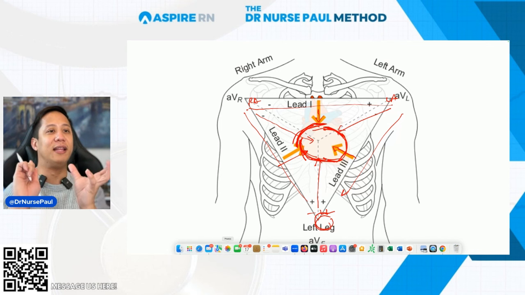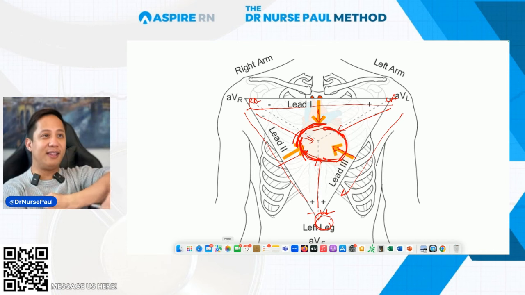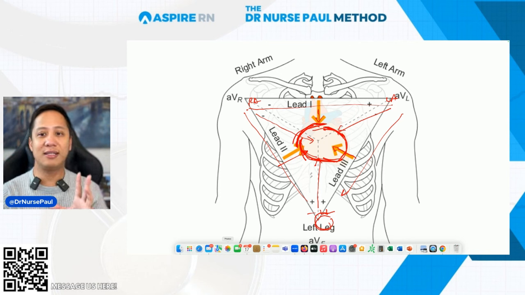Combine that with your V-leads. V-leads look this way, all right? The limb leads look this way. You got it? So combining that together, you see what's going on with the heart. You can actually tell the abnormality and correlate it to what part of the heart it's coming from. You got it, nurses?